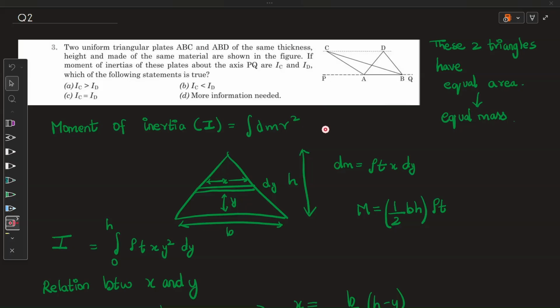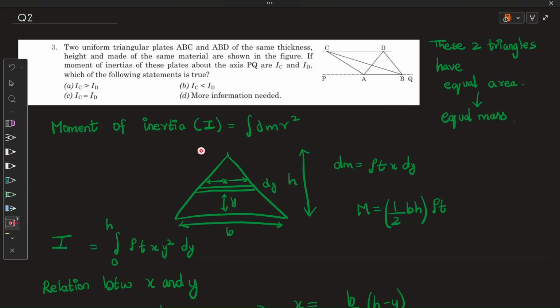You can practice more questions on derivation of moment of inertia. That's an easy thing, but I have been just doing this one for triangle. If you see these two triangles, they have the same height, same base length, so their areas are same, half into base into height are same, and the thickness are same and made up of same material, so they have equal mass. This is the first consideration analysis that we are doing with respect to the triangle ACB and ADB.